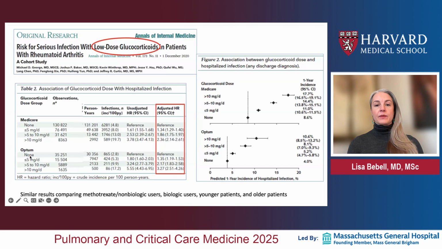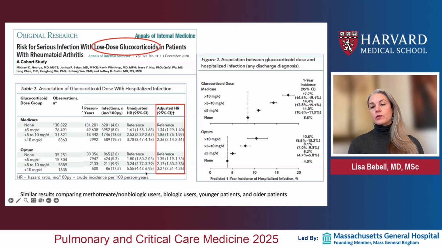You can see in this table, table 2, the adjusted hazard ratio for people taking different doses of steroids. Less than or equal to 5 milligrams of prednisone per day still had an elevated adjusted hazard ratio for serious infection, so hospitalized infection. Here, for less than 5 milligrams, the hazard ratio is still 1.3 to 1.4. It jumps when you go above 5 up to 10 milligrams per day to around 1.8 to 2.0, and then it jumps above 2 for those taking more than 10 milligrams.